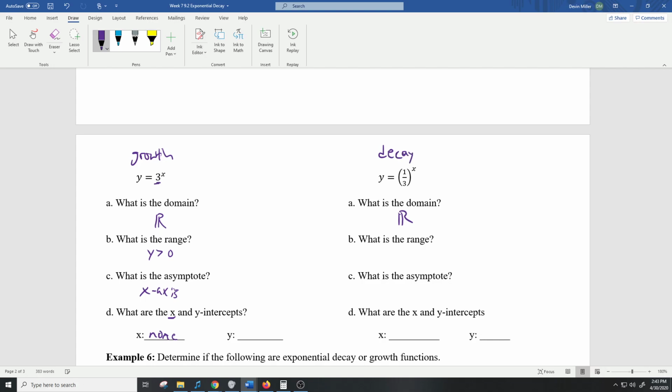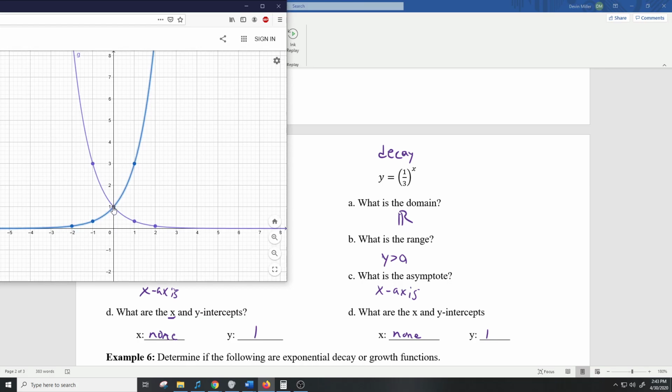What is the range? Same thing. It has to be bigger than 0. Asymptote, there still is one. It's the x-axis. Oh, I never answered the y-intercept. What are the x and y-intercepts? The x-intercept, none. The y-intercept is 1. They both were 1. By looking at the graph, it crosses at 1.